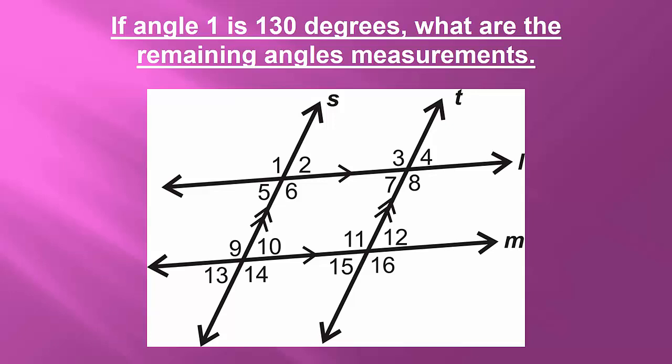We could also look at angles 5 and 10. 5 and 10 are alternate interior angles. They are within the parallel lines, and they are on alternating sides of the transversal. So they are alternating interior angles.